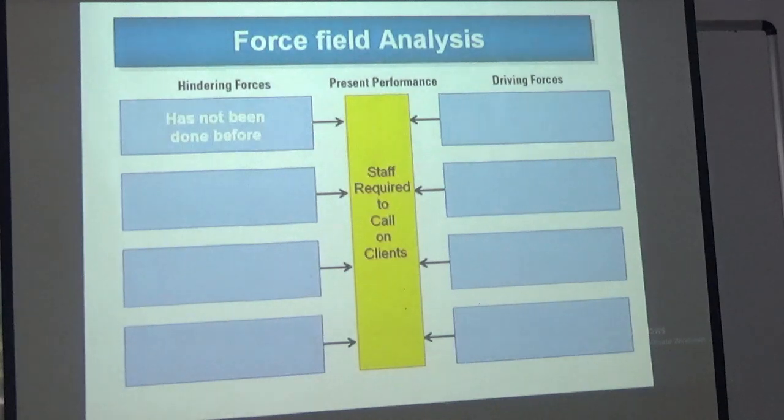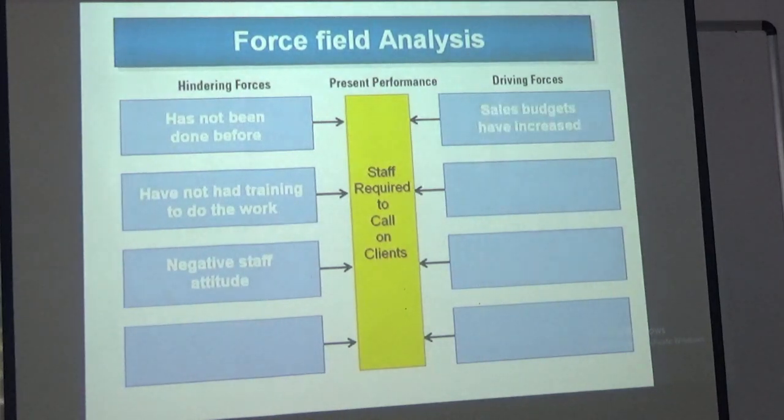And someone says, well, it hasn't been done before. We've never done this in our organisation. Fair enough, you write that up. You then ask again, so what's hindering us from doing this? Someone else says, well, we haven't had any training to do this work. Okay. What else? Well, a lot of our salespeople are very negative about having to do this. Okay. And you go through as many of the hindering forces as possible, and then you think about the driving forces. Okay, what's compelling us to make this change? And someone says, well, the sales budgets have increased this year. Okay, what else? The competition is getting tougher, and our competitor salespeople have to do this.